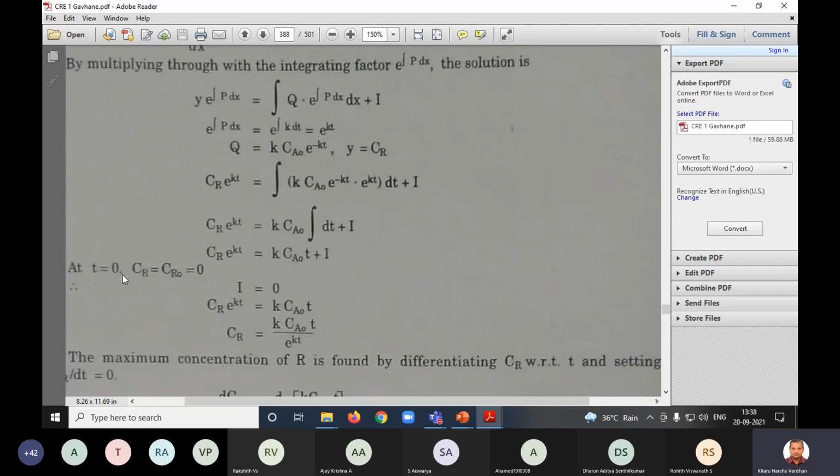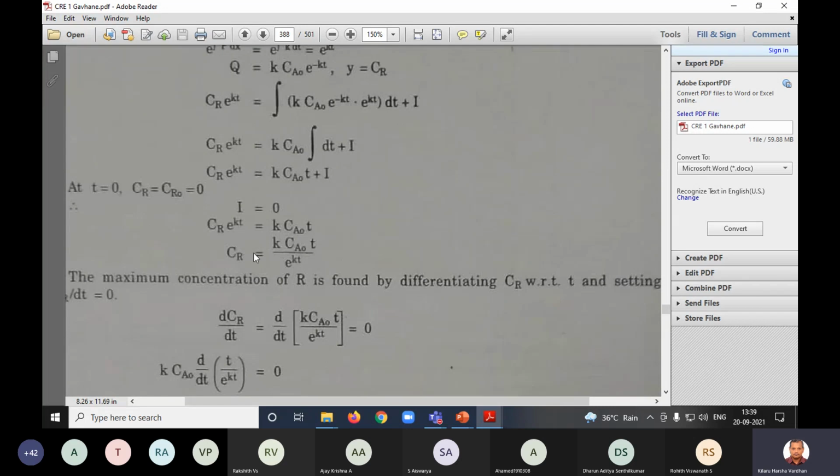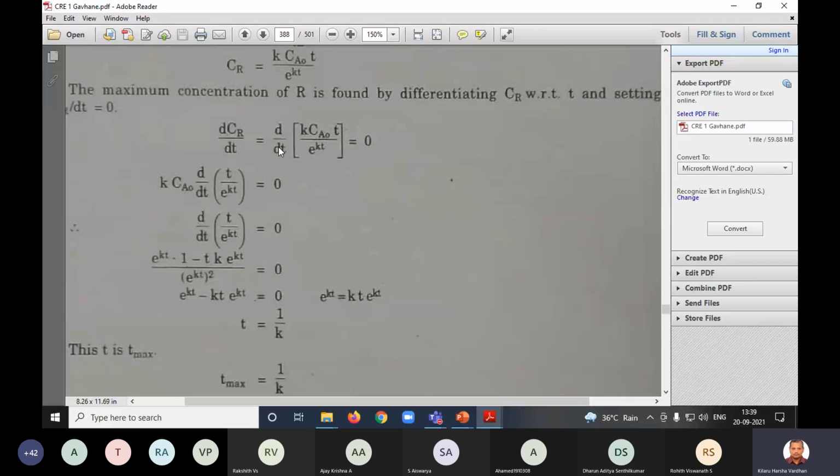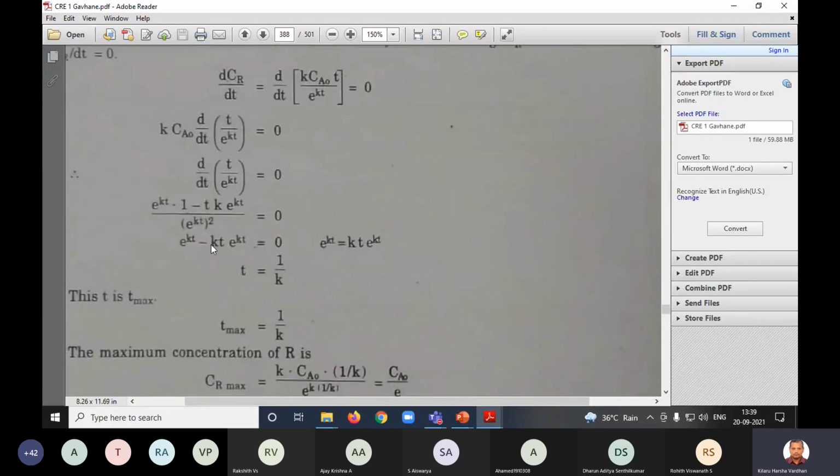You have to substitute the limits at time t equal to 0. There is no R formed because it is a series reaction, only A is present. If I substitute this, I will be 0. So CR is k CA0 t by e power kt. The maximum you will get when you differentiate this, so differentiate and then equate to 0. That is what he is doing. Differentiating is complicated because e power is there.